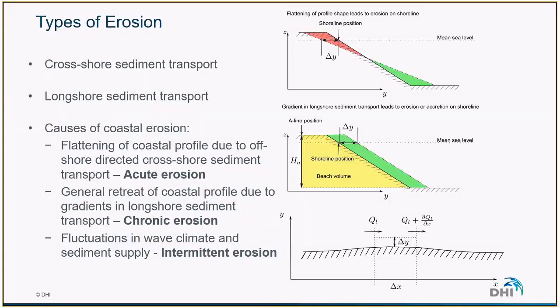On the other hand, we have chronic erosion, which is typically connected to longshore sediment transport, and which consists in a general retreat of the entire coastal profile due to a gradient in longshore sediment transport. And then we can also mention intermittent erosion, which is due to fluctuations in wave climate and sediment supply.